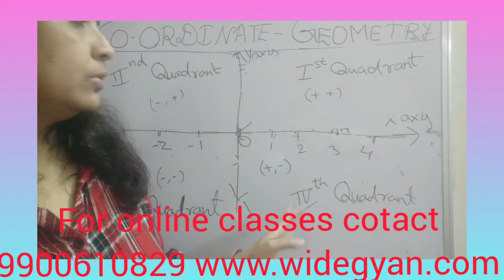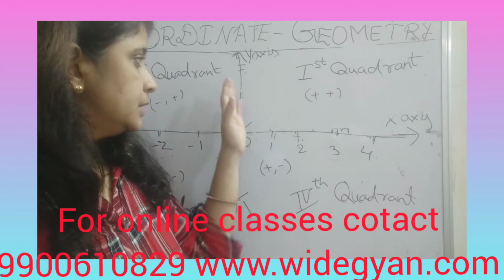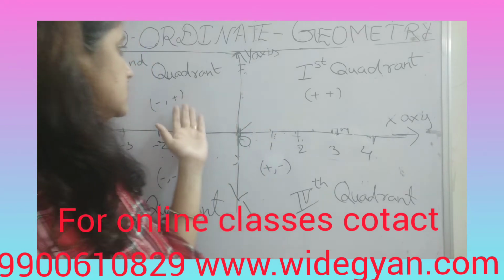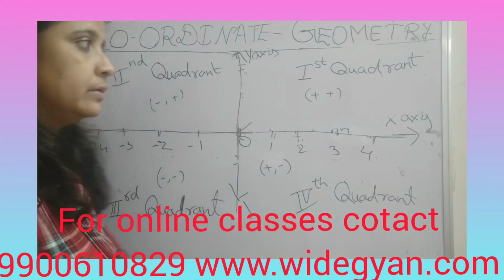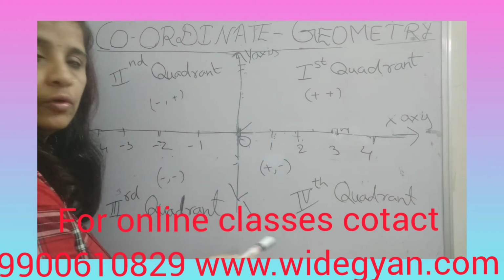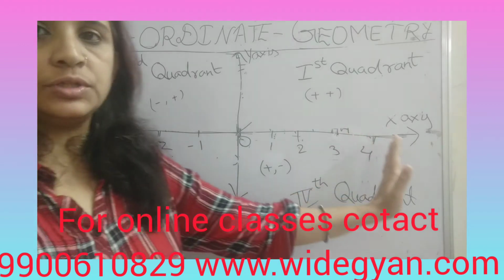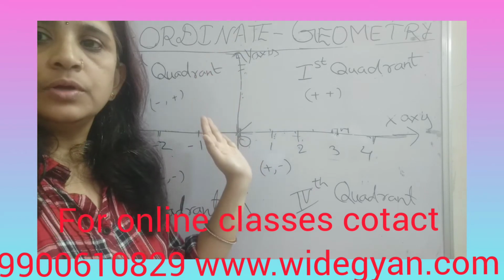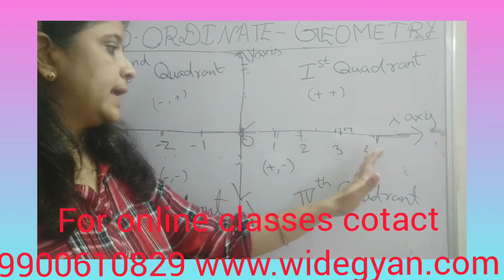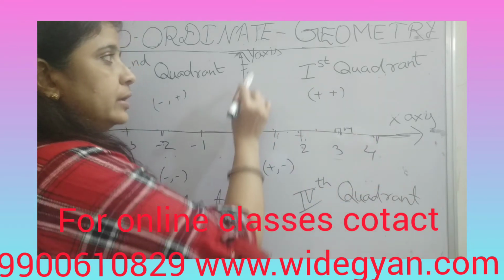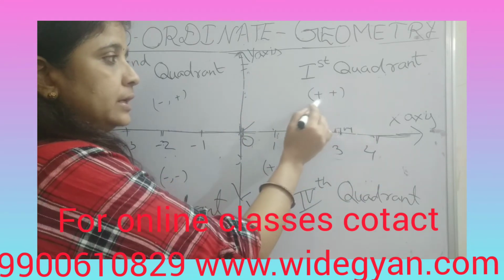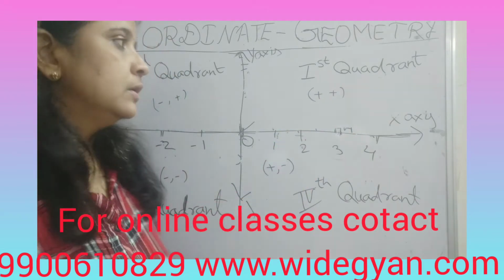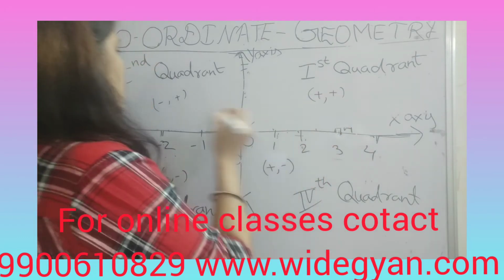So in the Cartesian system or in coordinate geometry, we divide the plane into 4 parts: first quadrant, second quadrant, third quadrant and fourth quadrant. In the first quadrant, x is positive, abscissa is always positive and ordinate is also positive. So every point has abscissa and ordinate both positive, plus plus.